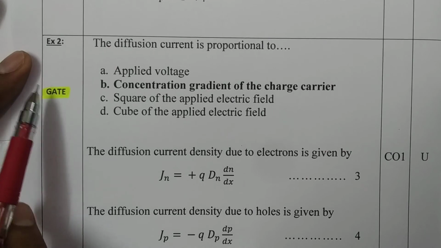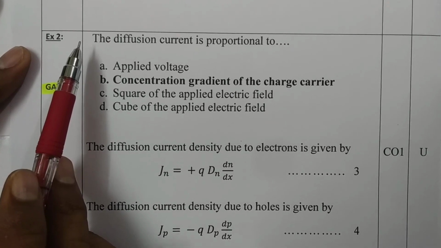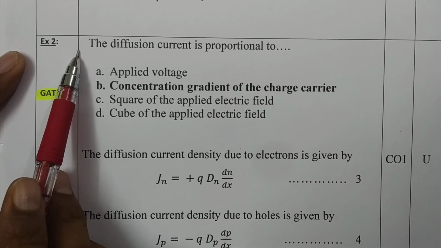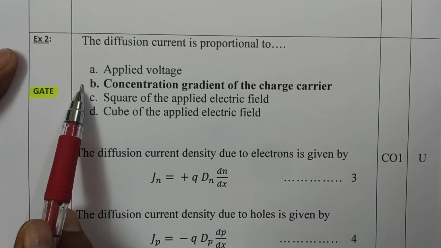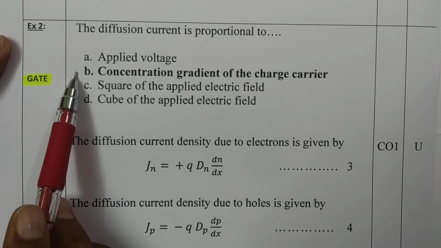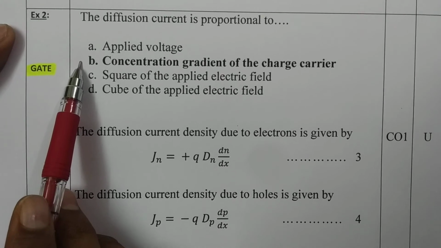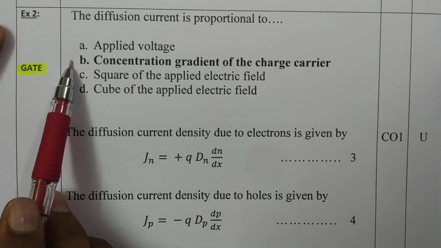Exercise 2, previous GATE problem. The diffusion current is proportional to the concentration gradient of the charge carrier. Option B is the right answer.